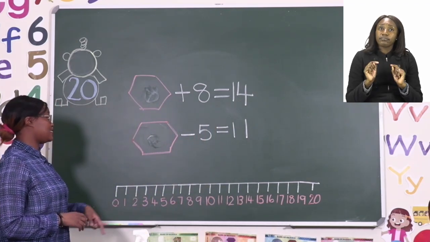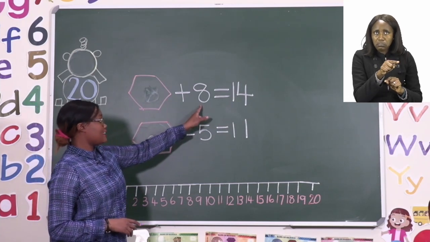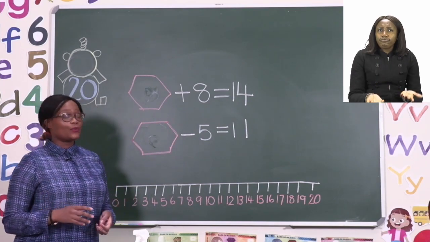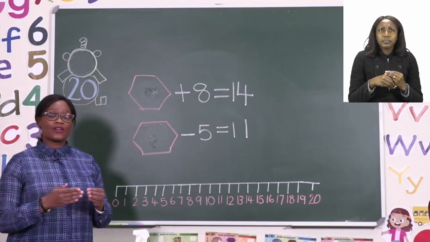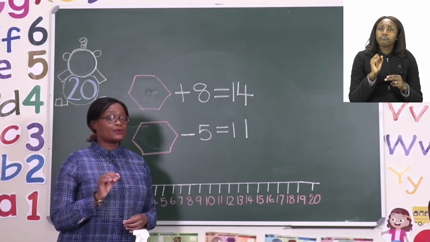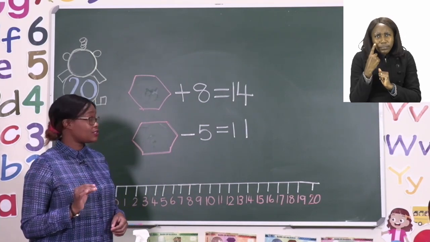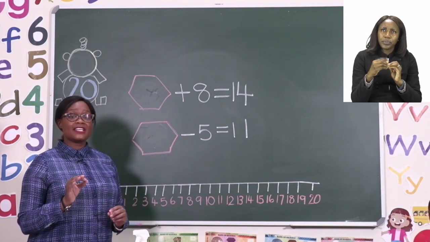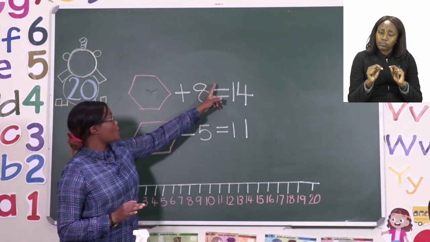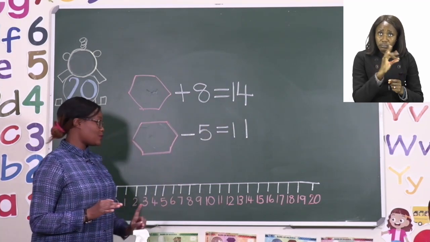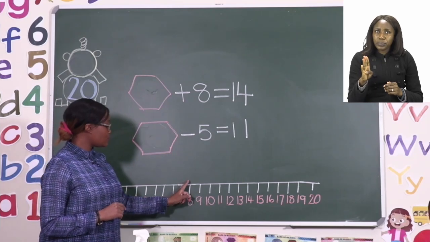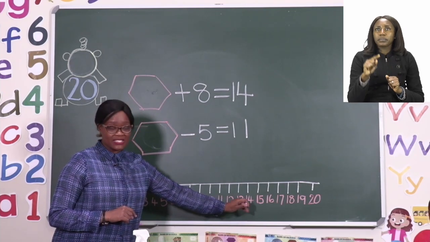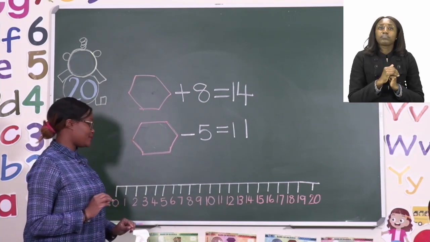Now the first one says, dash plus 8 equals 14. Now when we are adding, we have to use the method of counting on. So we look for the small number first. The small number here is 8. So what we do is we count from 8 going to 14. So we go to our number line and then we point to 8. Then we hop all the way to 14. Let's see what will happen.